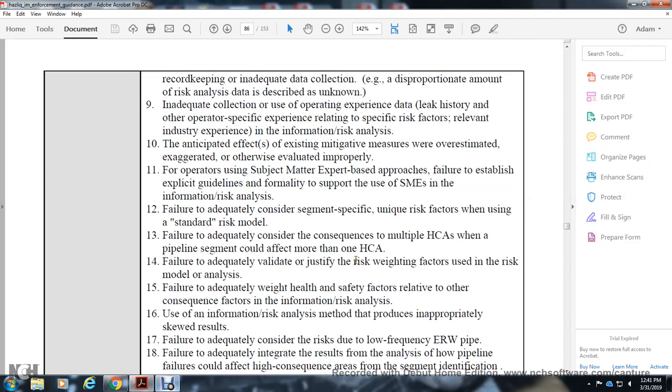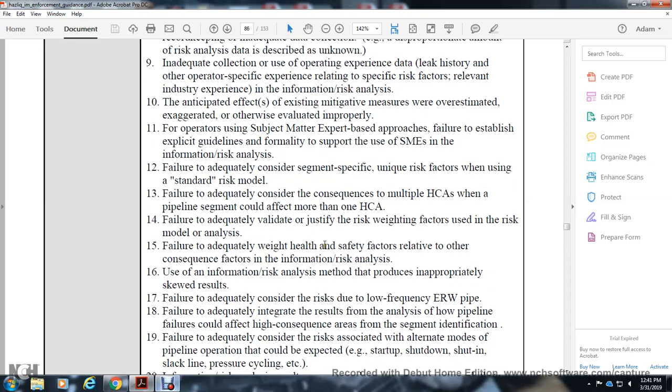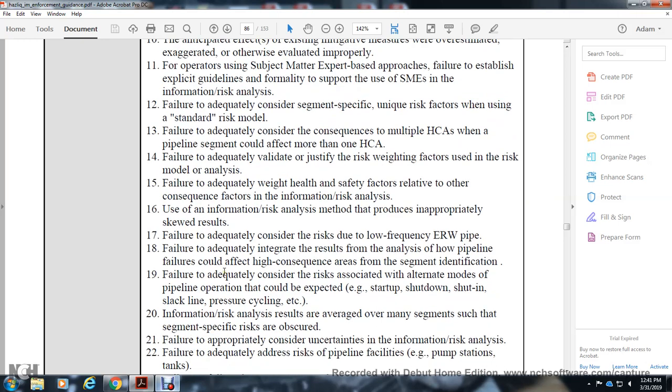14. Failure to adequately validate the risk weighting factors of the risk analysis. 15. Failure to adequately weigh the health and safety factors relative to the other consequence areas within the information risk analysis. 16. Use of the information risk analysis to reduce risk, with inappropriately skewed results. 17. The failure to adequately consider the risk due to the low frequency ERW pipeline. 18. Failure to adequately create results of the analysis of how the pipeline could affect the high consequence area with segment identification.